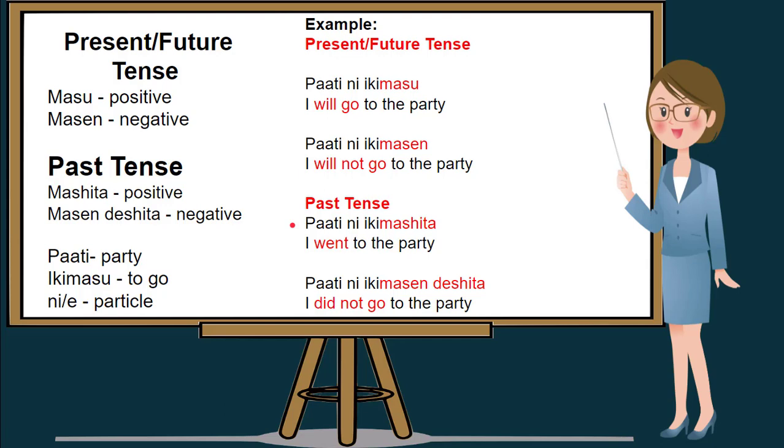Okay, let's try to read these Nihongo sentences once again. Please follow after me. Paati ni ikimashita. Once again, paati ni ikimashita. Meaning, I went to the party. And this second sentence, please repeat after me. Paati ni ikimasen deshita. Once again, paati ni ikimasen deshita. In English, it means I did not go to the party.